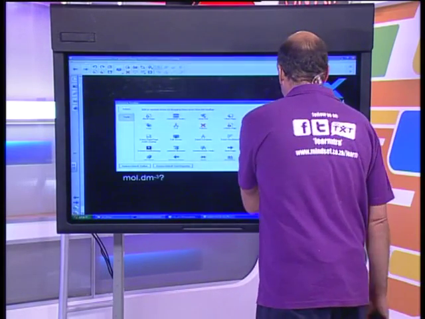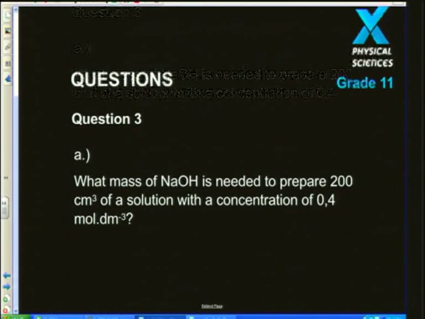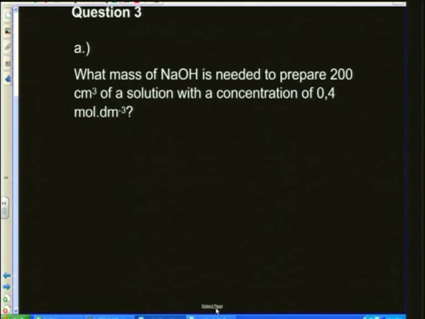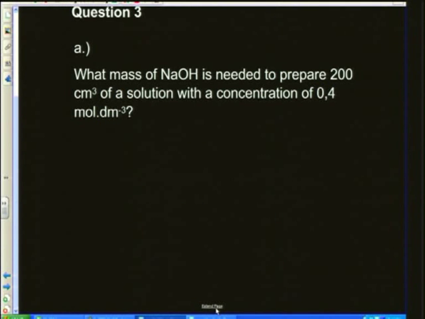So let's go over here, and let's make sure that we are on track. I don't know how much of question 3 we're going to do, but I'm going to try and go a little quicker than I was, but still make sure you follow me. It first of all says, what mass of sodium hydroxide is needed to prepare a 200 centimeter cubed solution with a concentration of 0.4 mole per decimeter cubed.